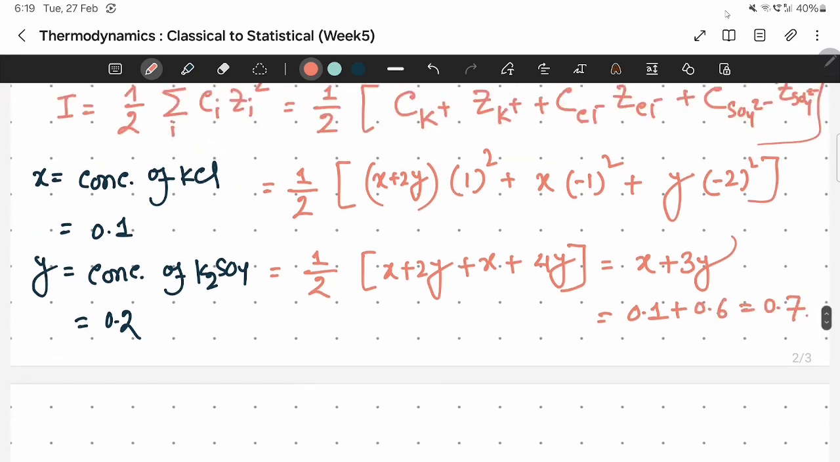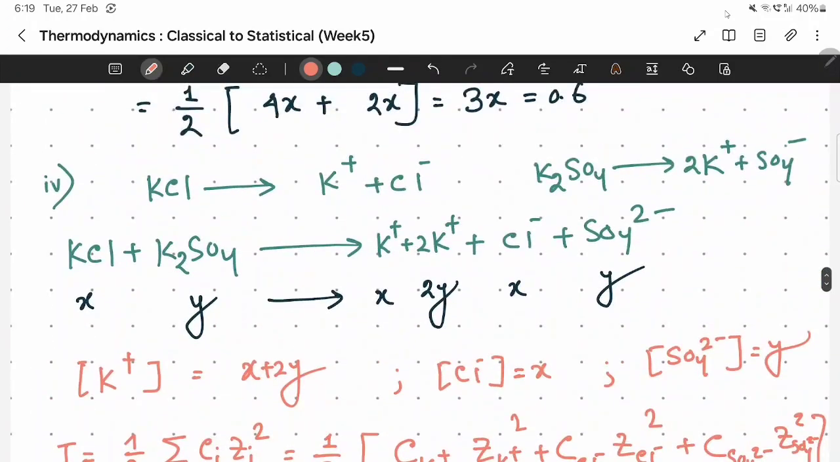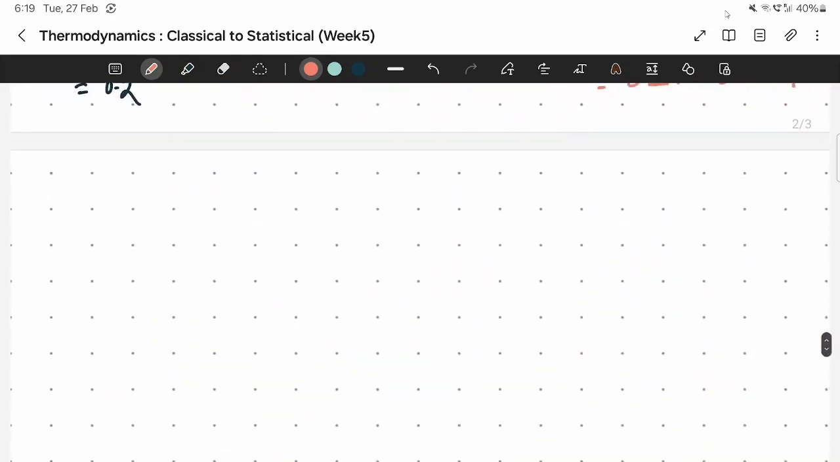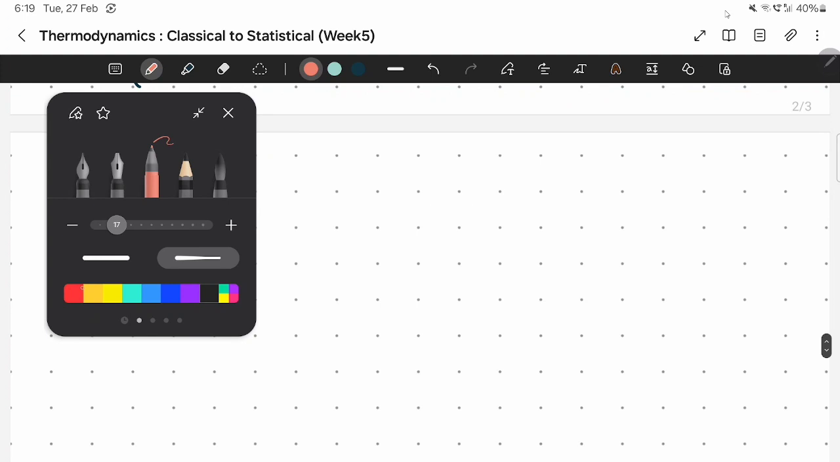So this is the general case where, if there are 2 or 3 or 4, any number of salts can be dissolved in the solution, multiple types of ions will be present, but the formula will be the same. Okay, so now the question number 2.